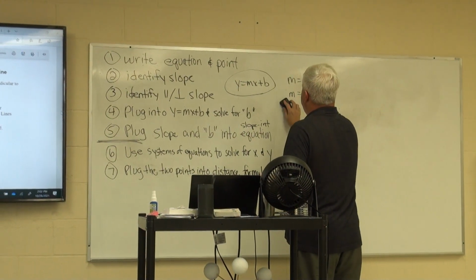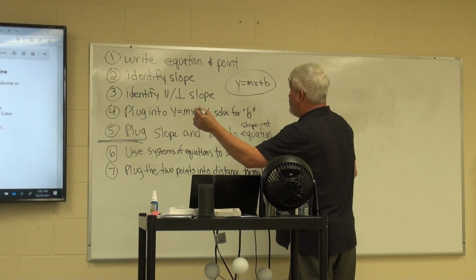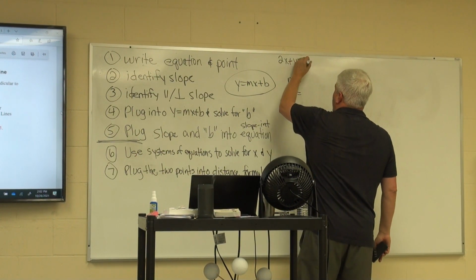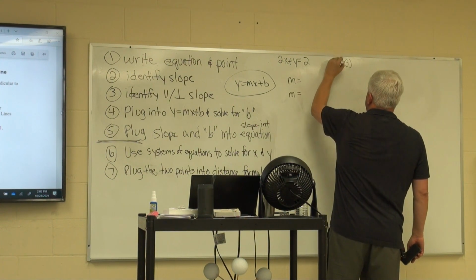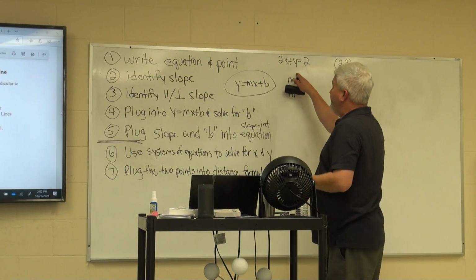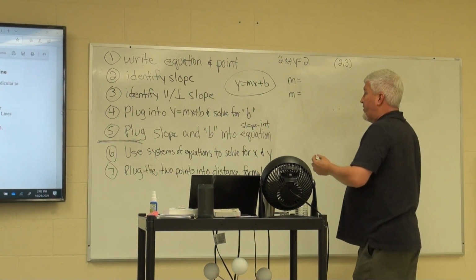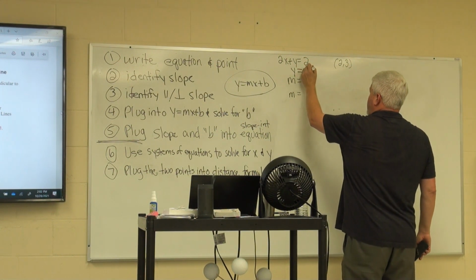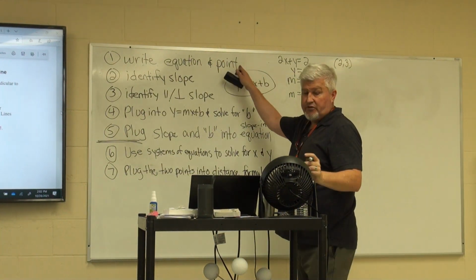All right. So, write the equation and the point. The equation: 2x plus y equals 2. And the point is (2, 3). Now, with this one, they gave it to us in standard form. It's an easy adjustment to put it in slope-intercept form. Subtract 2x from both sides. Rewrite it. y equals negative 2x plus 2. All right. That's the first step completed.